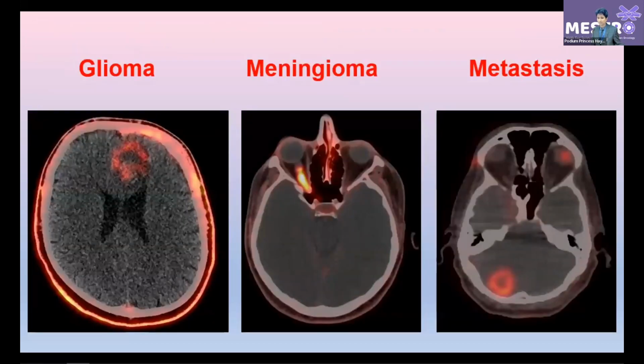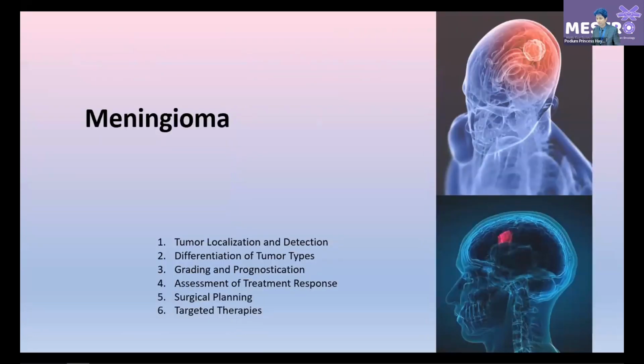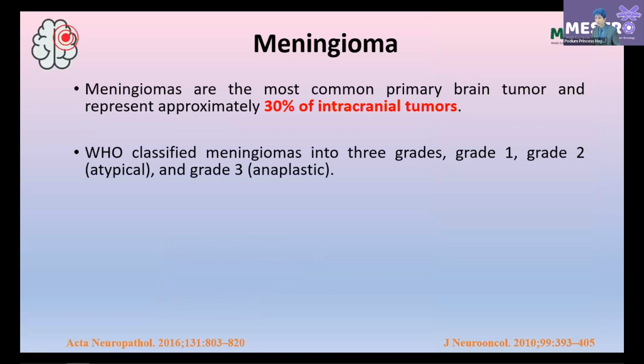So in my slides, I will talk about gliomas, meningiomas, and metastasis. First, the meningioma: how imaging can be used in tumor localization and differentiation of a tumor. It can be helpful in tumor grading, surgical planning, and for targeted therapy as well. As you know, meningioma is the most common primary brain tumor, approximately 30% of intracranial tumors. It can be divided into grade 1, grade 2, and grade 3, which is anaplastic.